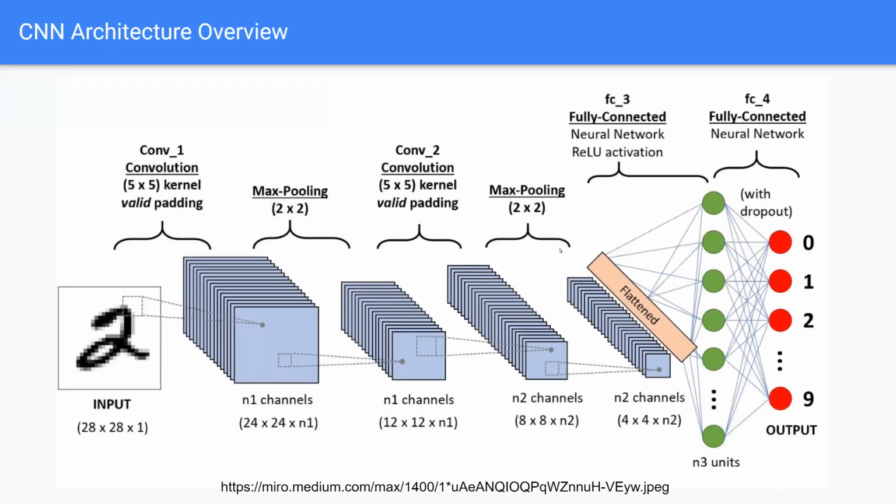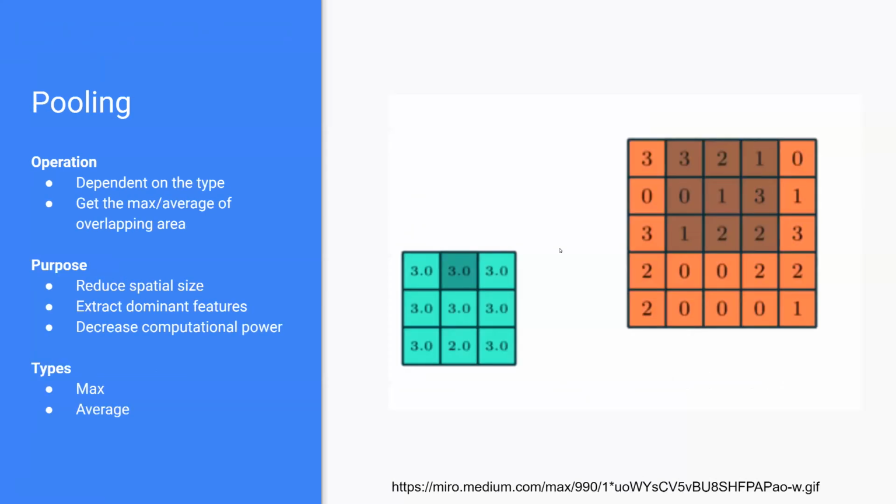There are also max pooling layers, which we'll look at in this slide. What it does depends on the type. You have different types: there's max pooling and there's also average pooling. And as you can tell from the name, for max pooling, you just get the max of the overlapping area. This is kind of similar to the convolution, but instead you are just taking the max or the average of the overlapping area.